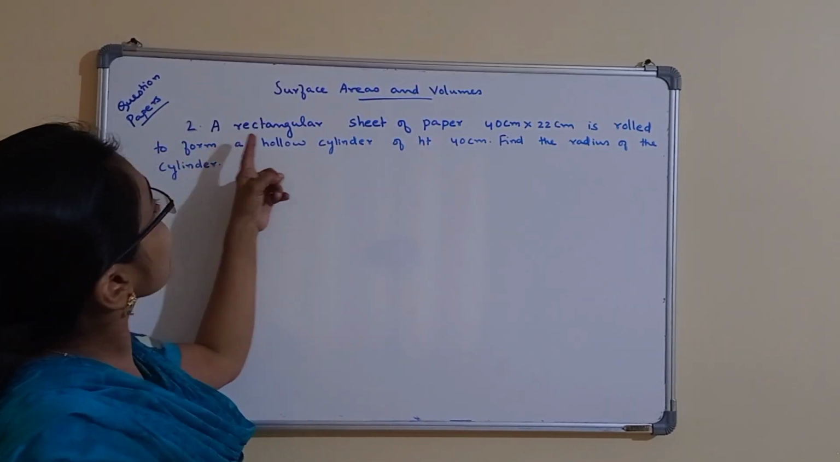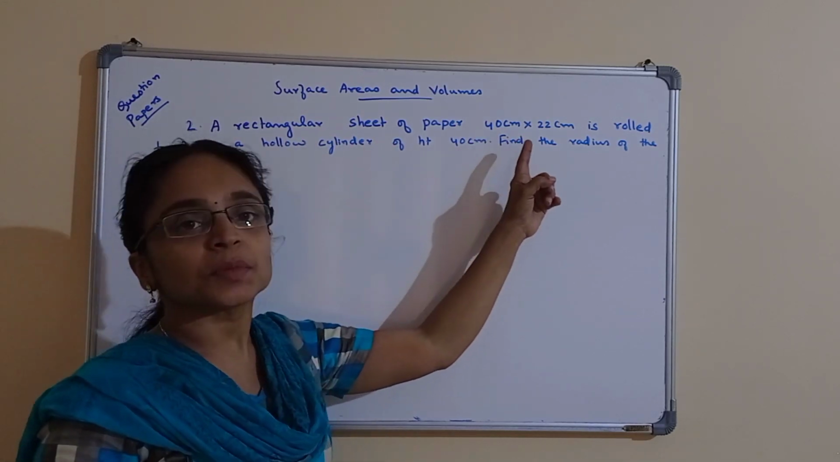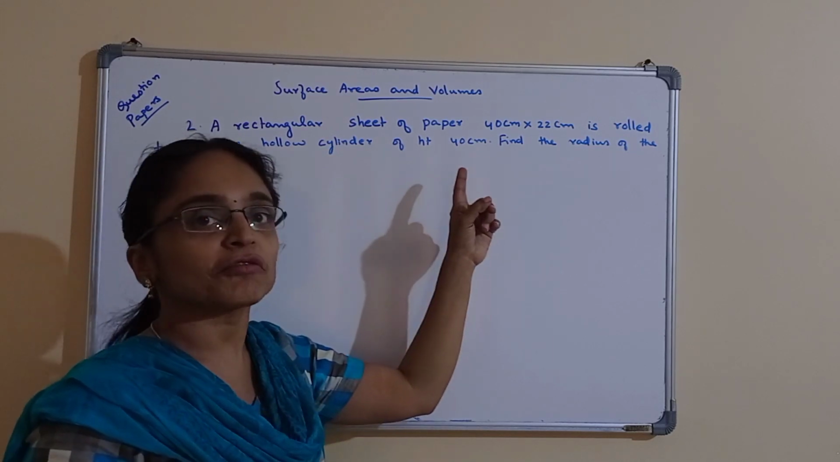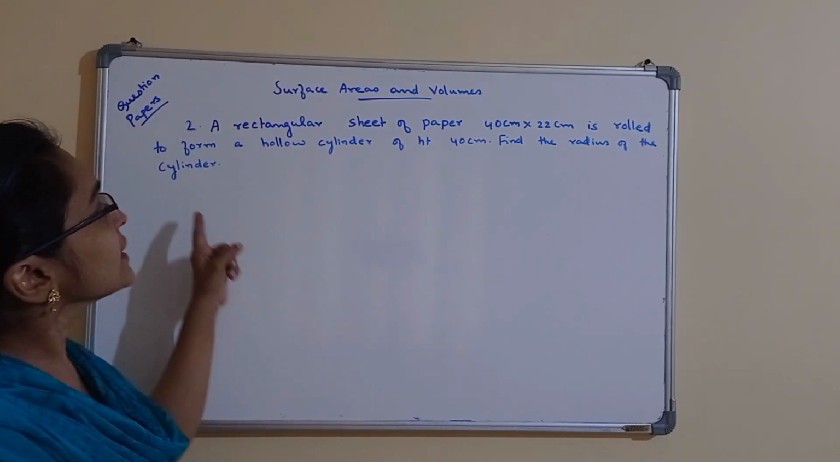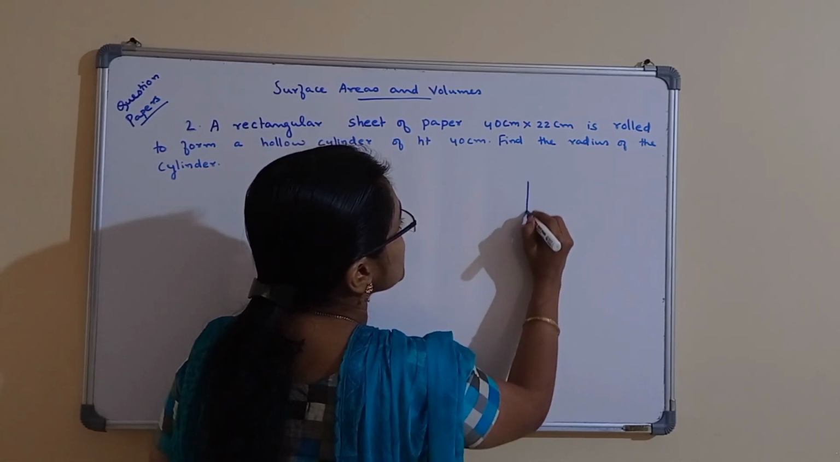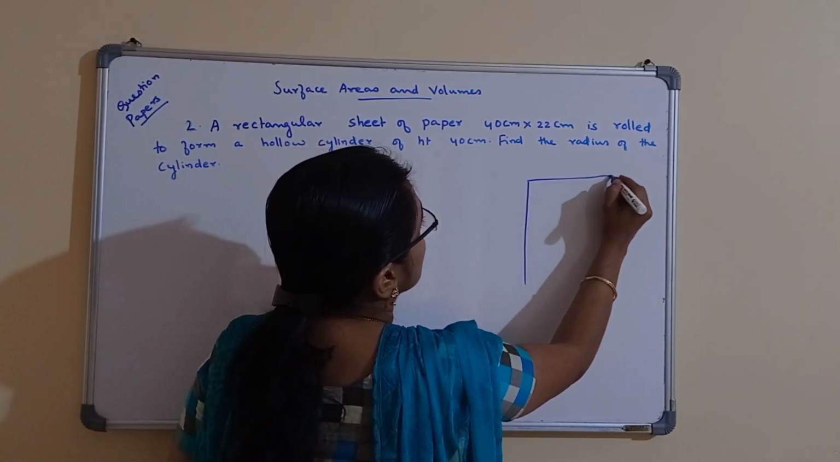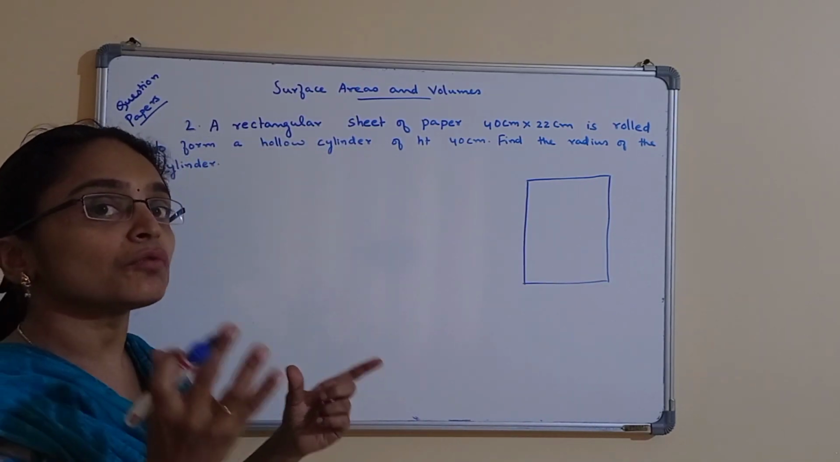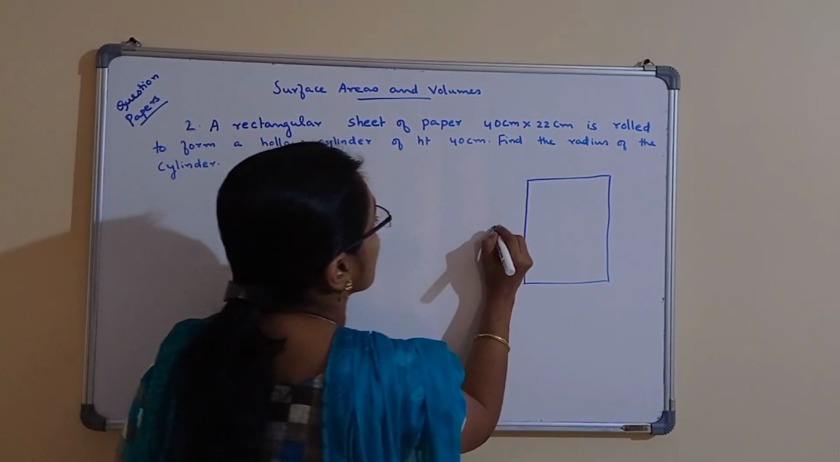Next one. A rectangular sheet of paper 40 cm by 22 cm is rolled to form a hollow cylinder of height 40 cm. Find the radius of the cylinder. So, this is the rectangular sheet and it is rolled to form a cylinder of height 40 centimeter.